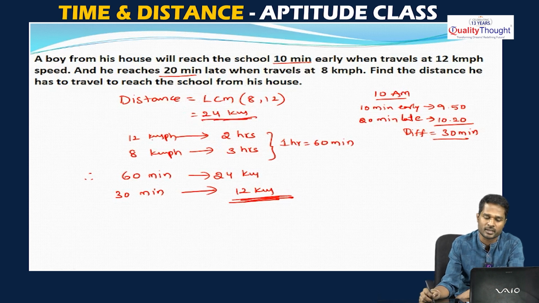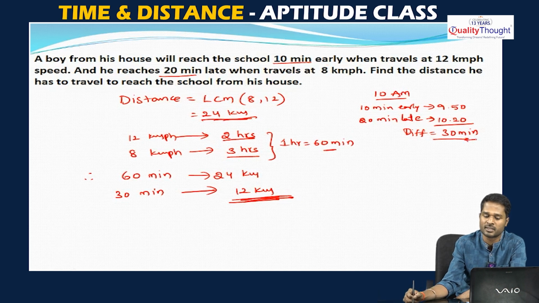So when he travels at 12 kilometers per hour, he will take 2 hours to reach the 24 kilometers. And if he travels at 8 kilometers per hour, he will take 3 hours to reach the 24 kilometers. Now the difference between the times is 3 hours minus 2 hours, that is 60 minutes. Now keep this aside. Now check here, 10 minutes early and 20 minutes late, that means the total difference is 30 minutes. Here the difference is 60 minutes, which shows the 24 kilometers.